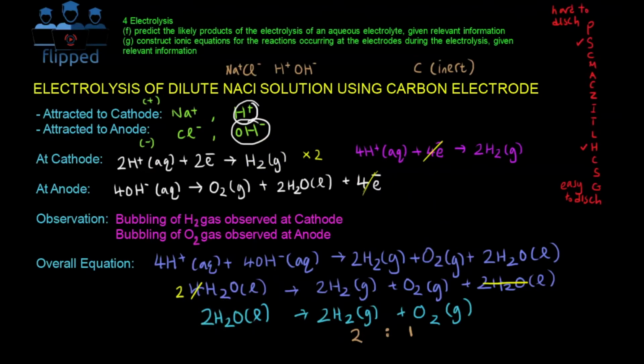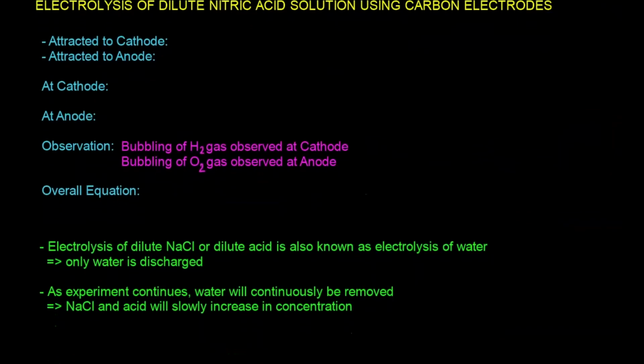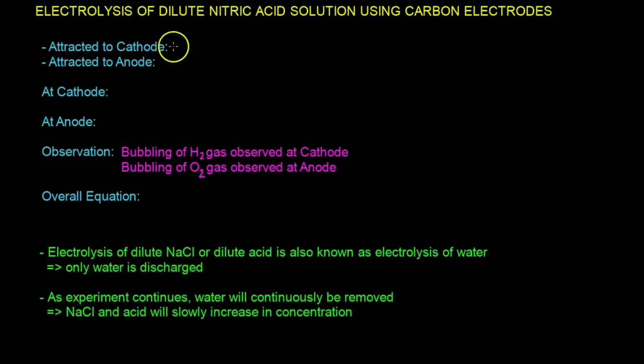Okay, so let me give you another example. This is using dilute nitric acid solution using carbon electrodes. Let's unpack this. Dilute, so we know there's H2O involved. Carbon electrodes means it's inert. I don't have to care about it. Nitric acid is actually HNO3. Dilute means just dilute, right?